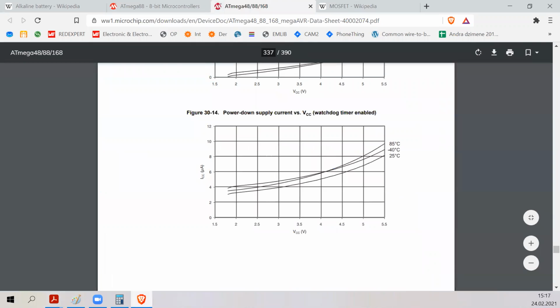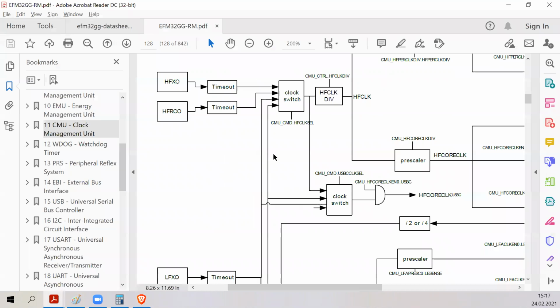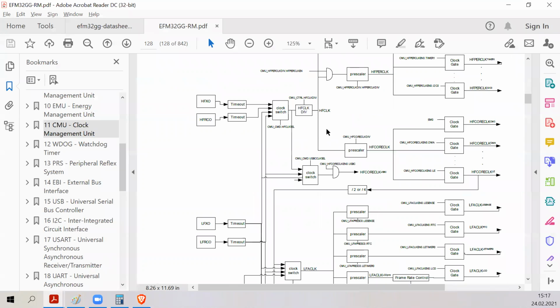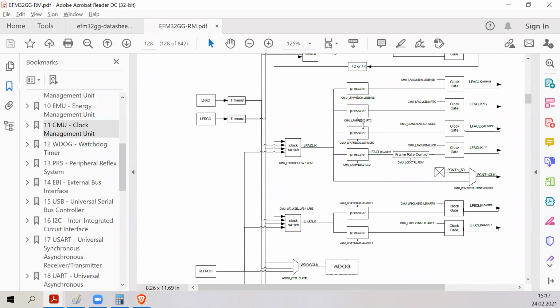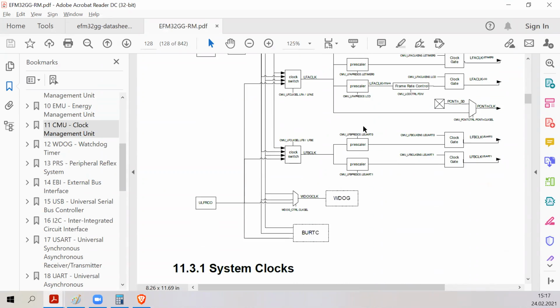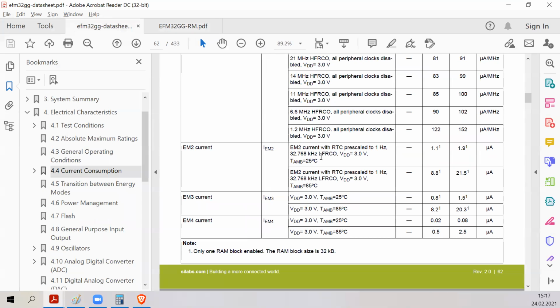Okay, so the next thing that we need to talk about with these clocks. There is also one thing that is called backup real-time clock, which can also be run from ultra low frequency RCO, and it still works. So I don't know, maybe you have some questions about microcontroller energy consumption in different energy modes.